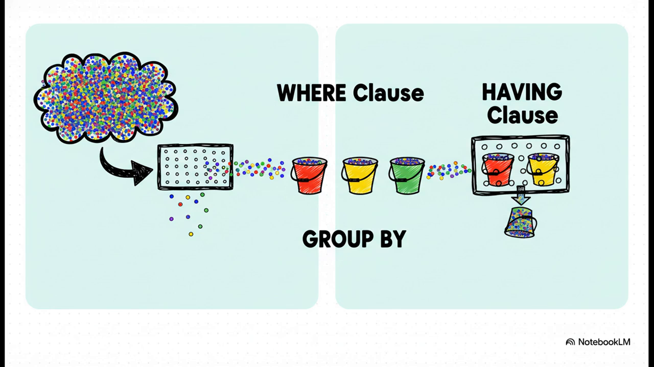Where happens before the grouping? It filters the individual rows, the raw data. Having happens after the grouping. It filters those final summary buckets based on the result of an aggregate function. So you use where on a regular column, but you use having on a sum of or a count of.